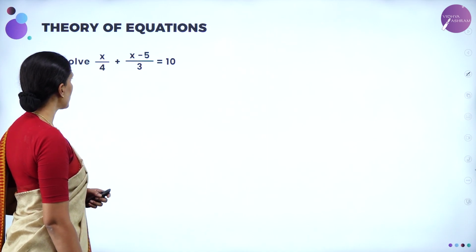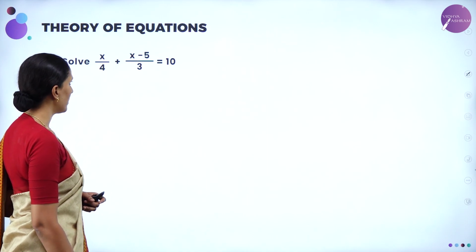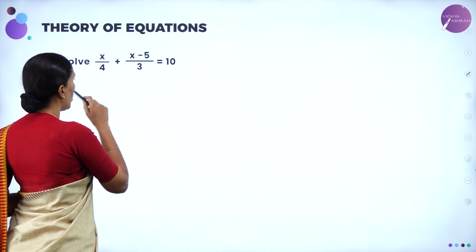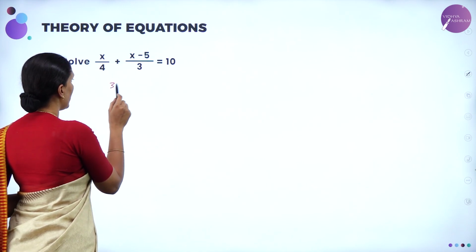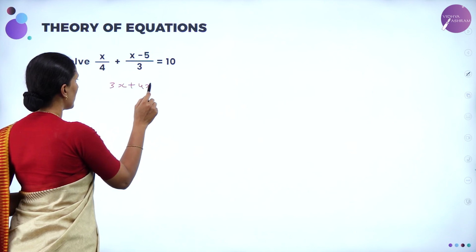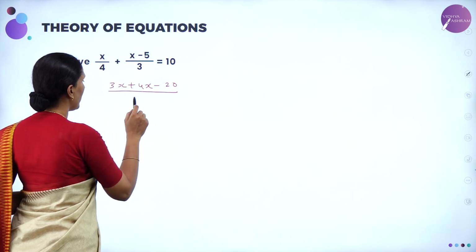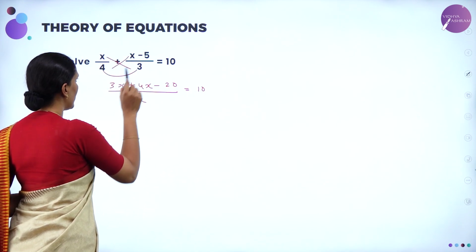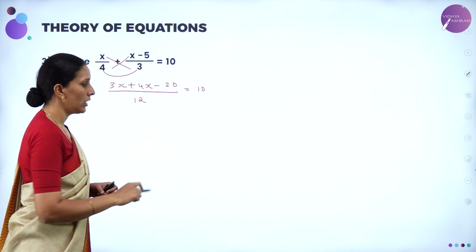Next, x/4 + (x − 5)/3 = 10. So first let us take the LCM and simplify on the left hand side. So we'll get (3x + 4x − 20)/12 is equal to 10. So cross multiply this and take the product under the denominator.